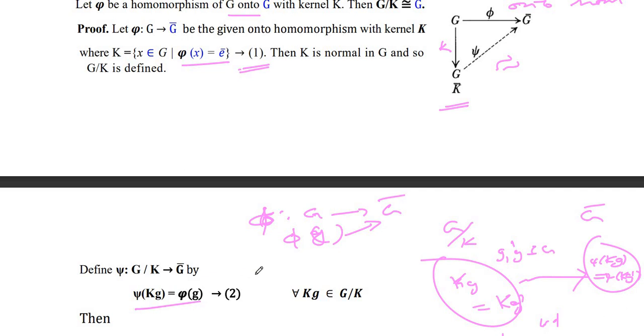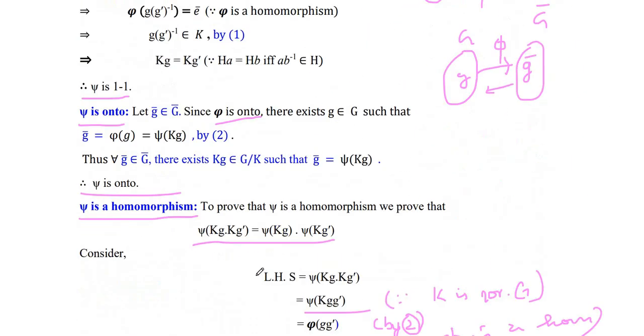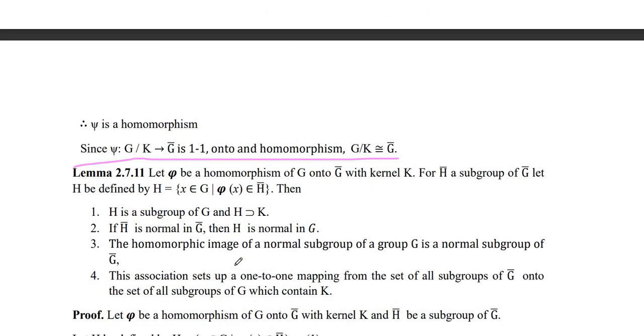And then only it will be easy for us to proceed further. So in the next video, we will see this lemma alone, which is: if phi is homomorphism of G onto G bar with kernel K, for H bar in G bar, we have H being defined in this way to be a subgroup, and K, the kernel, is contained in H. And if H bar is normal in G bar, then H is normal in G. And homomorphic image of a normal subgroup of a group G is normal subgroup of G bar.